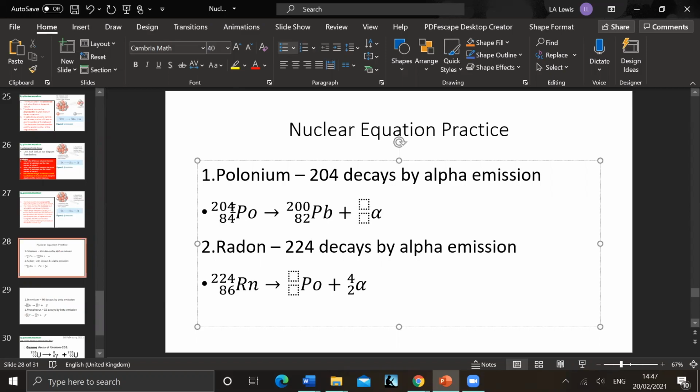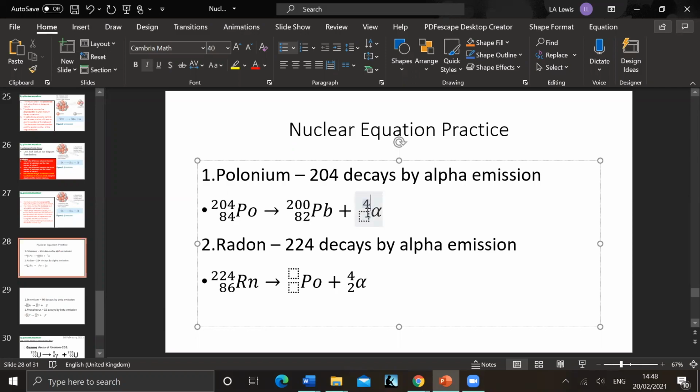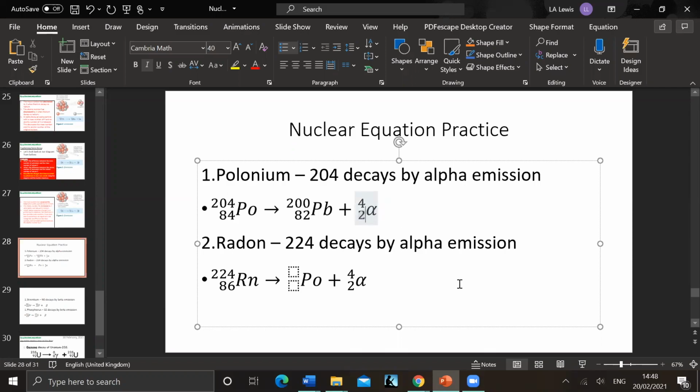So polonium-204, 84, goes down to Pb, which is lead, or plumbum in Latin. So 204 to 200, it's gone down by 4, and 84 to 82, gone down by 2. And this is an alpha particle. If an exam asks you to fill it in, the mass of an alpha particle is 4 and the atomic number is 2. It's as easy as that.